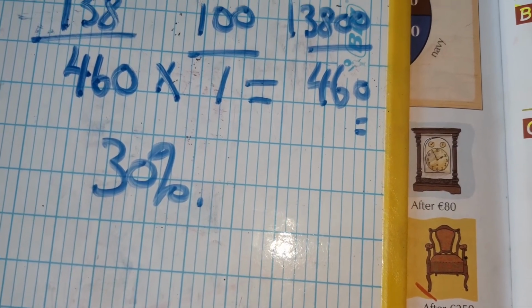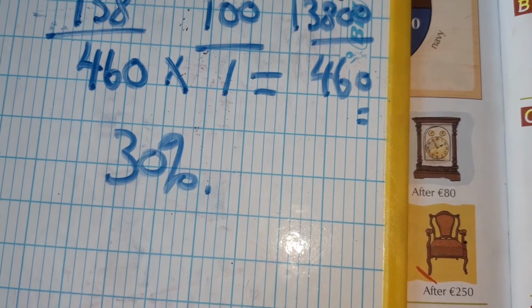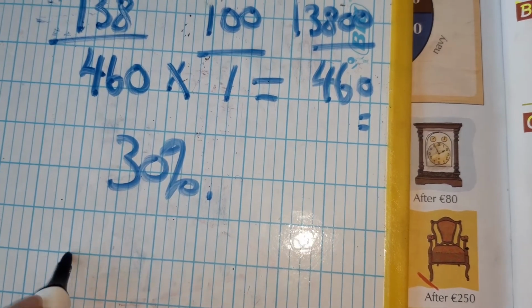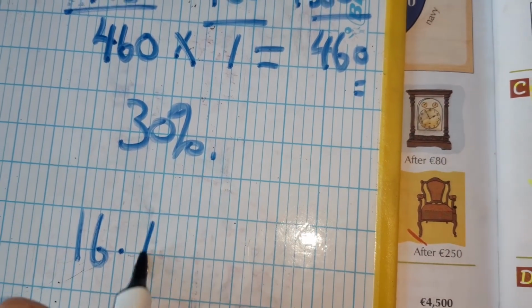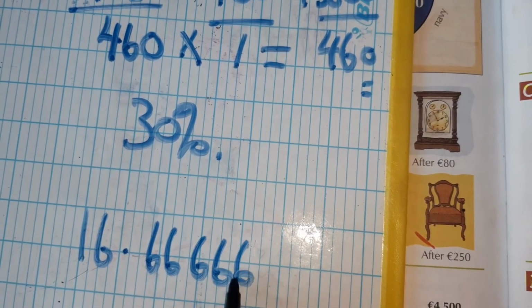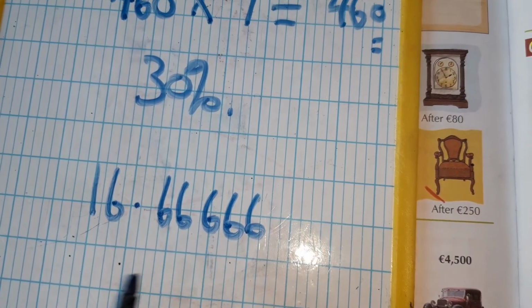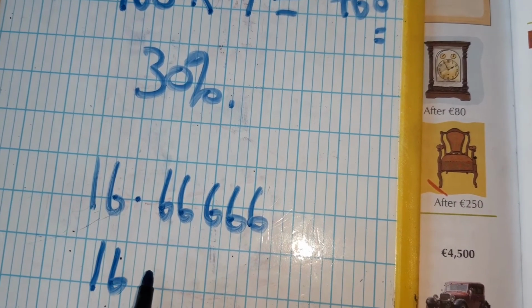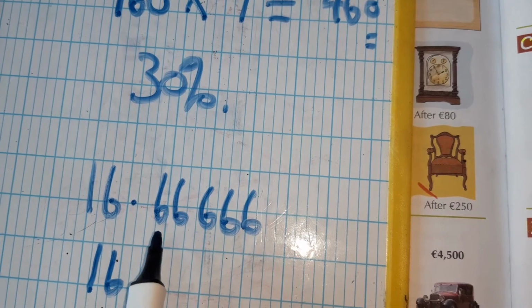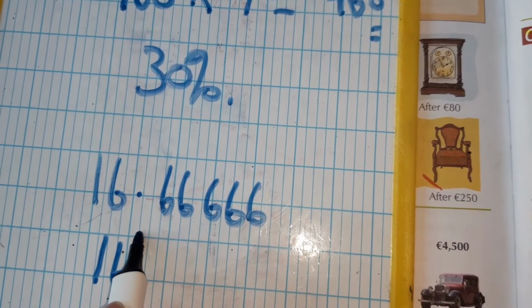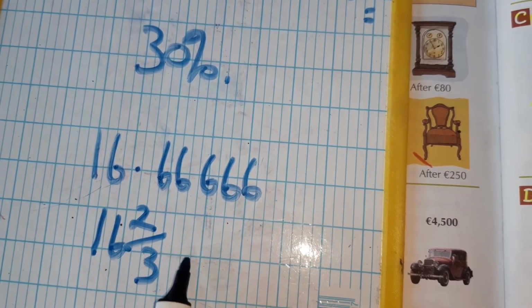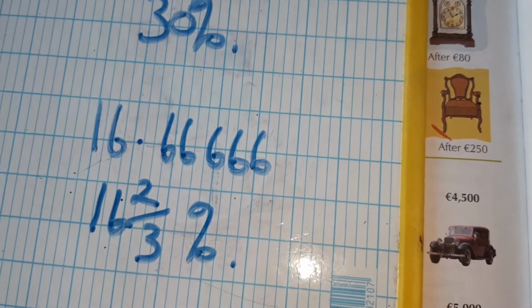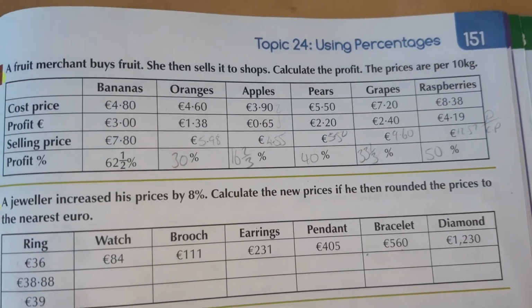And apples there, when you're looking at the next one, it was 16.66, and the 6 went on. So to change that then into a percentage, so you're left with 16. So 0.33 would be 1/3, so 66 would be 2/3, so change it into 16 and 2/3% for the next one, which is apples. So you can probably see the answers there.